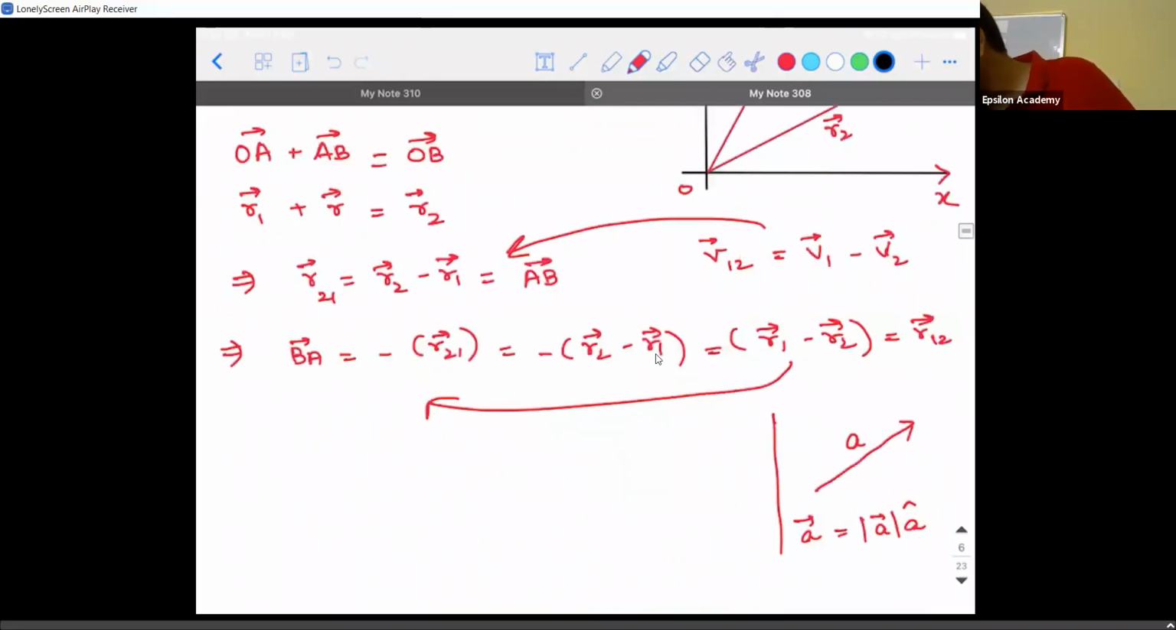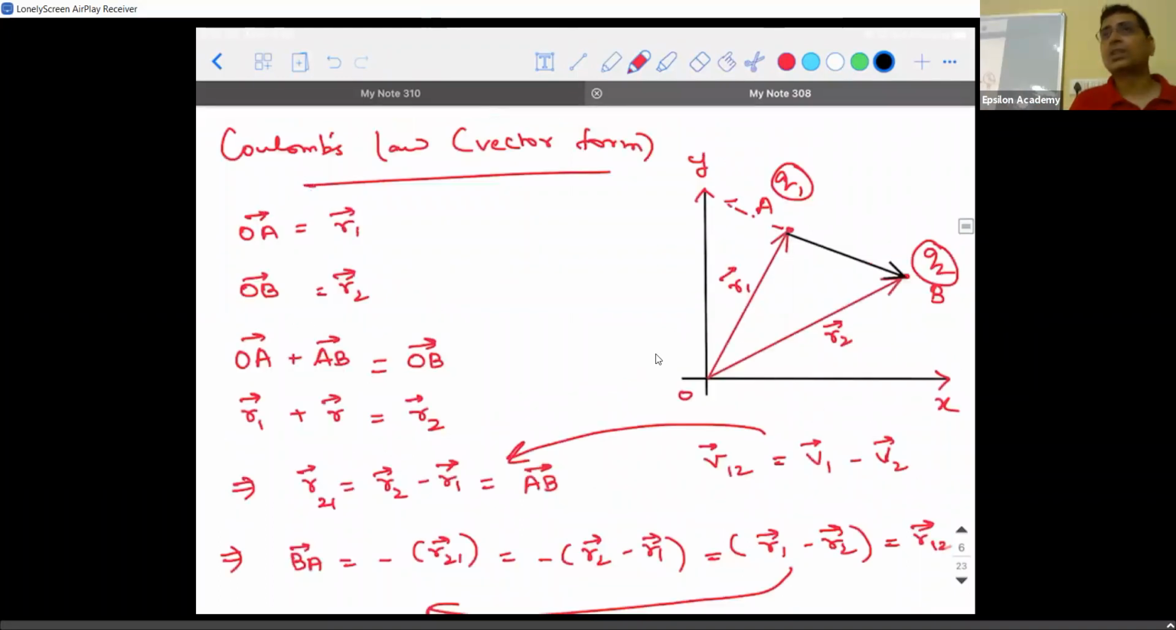Now there will be a force F acting in this direction. Similarly, B will experience a force due to A in this direction along the same line joining, whose magnitude is still F. What do I mean by that? It is the same 1 by 4 pi epsilon naught into Q1 Q2 divided by R square. So both the magnitudes are F, but we need to give the notation to it.